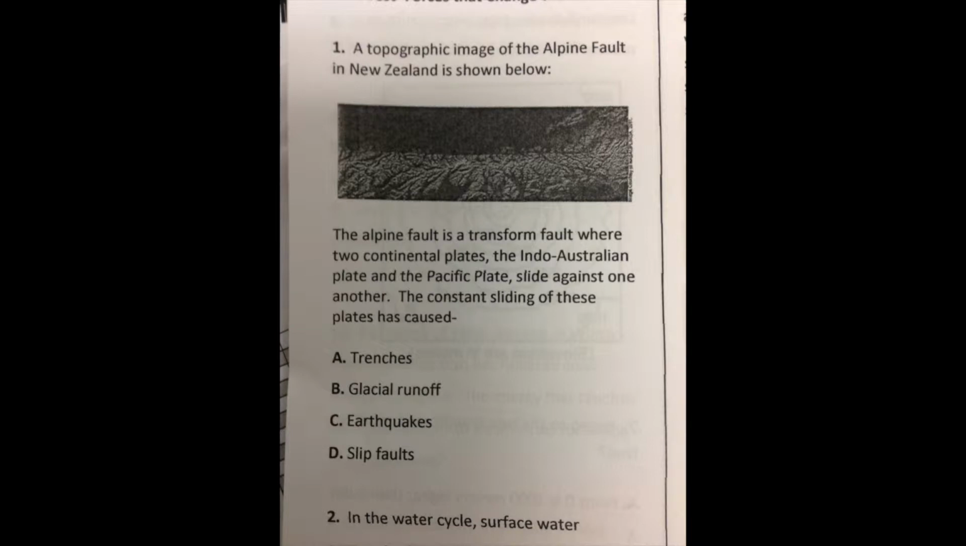Number 1. A topographic image of the Alpine Fault in New Zealand is shown below. The Alpine Fault is a transform fault where two continental plates, the Indo-Australian Plate and the Pacific Plate, slide against one another. The constant sliding of these plates has caused A. Trenches, B. Glacial runoff, C. Earthquakes, or D. Slip faults.